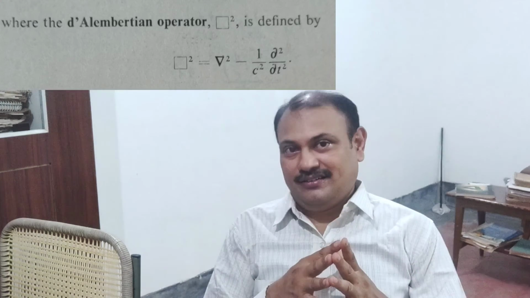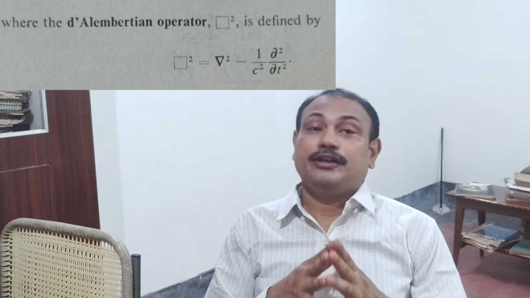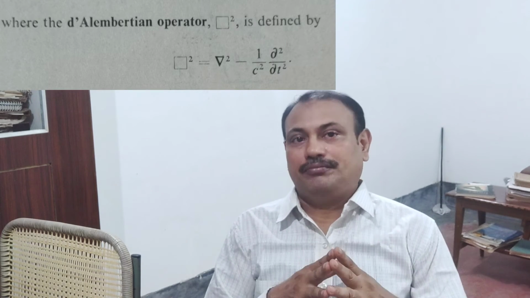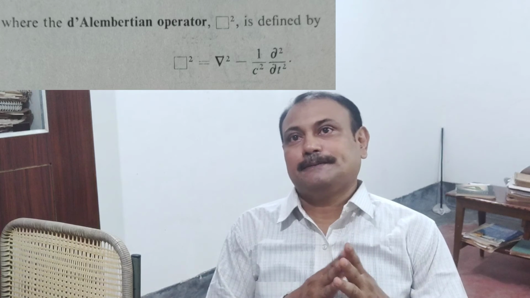For example, when you are writing Maxwell equations in terms of the Laplacian, and when you are writing the Maxwell equations in terms of the D'Alembertian, there is a difference when you incorporate the tensor form in writing the Maxwell equations.